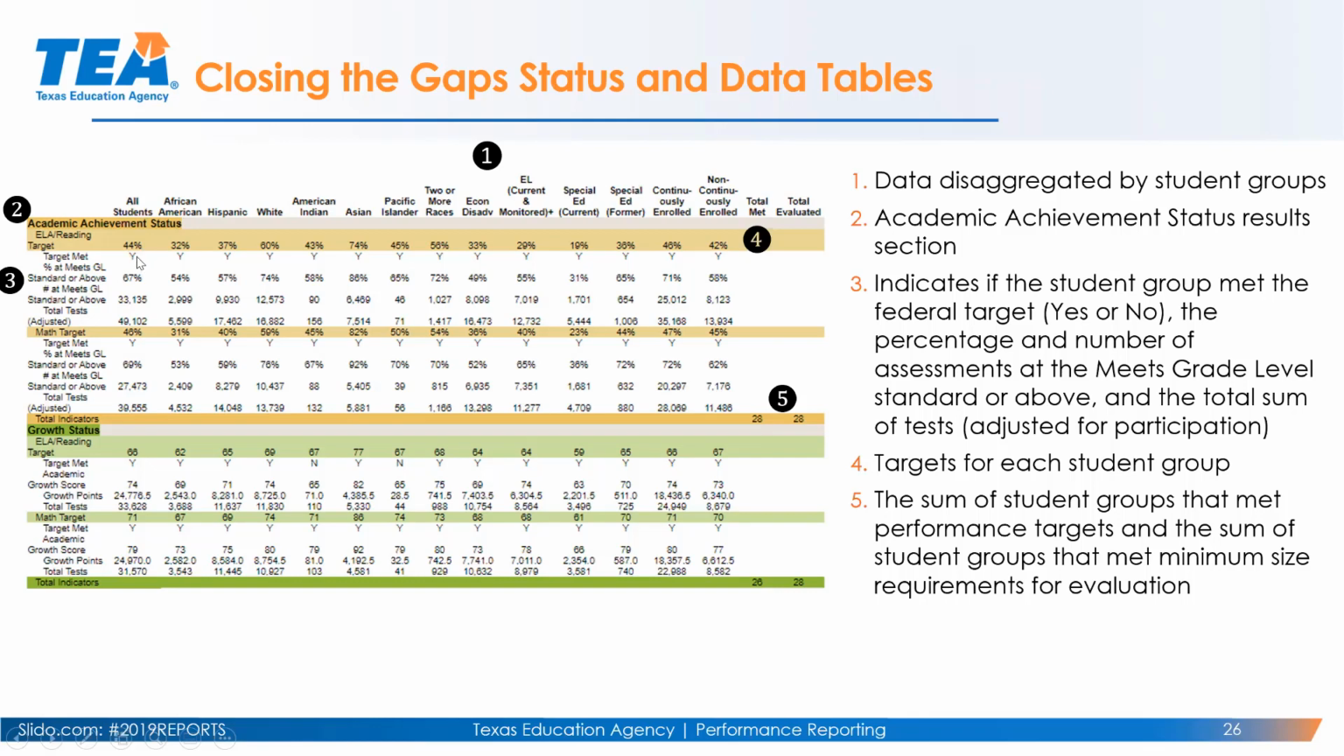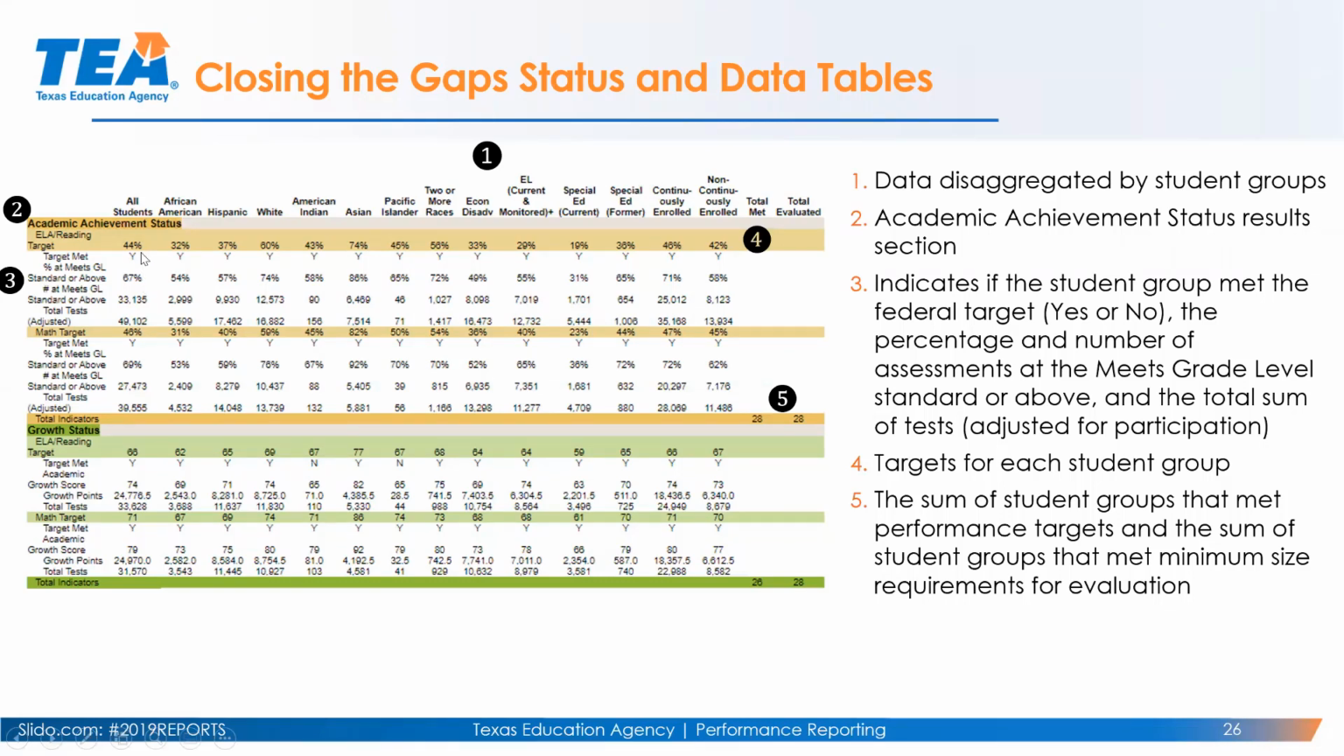How did they meet the target? So they met the target because if you go here, we can see the number of assessments that are at the meets grade level standard or above, which was 33,135. Every single assessment at that district for all students at the meets grade level and above. That's the numerator. The denominator is my total tests, 49,102. Numerator over denominator gets me my percent of tests at the meets grade level standard for all students in reading. The target is 44%. This district scored 67%.